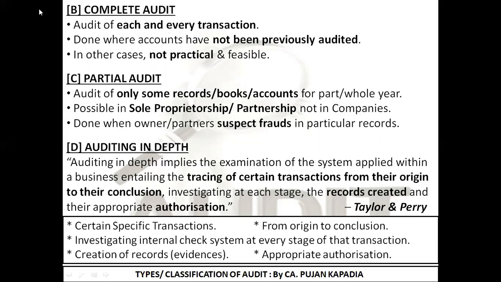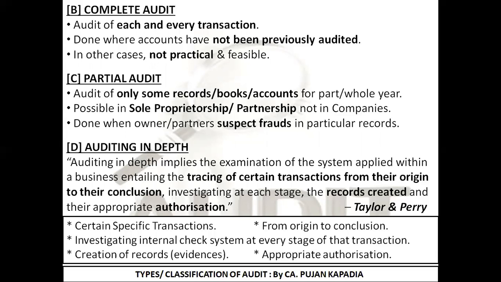Second is, it is done where accounts have not been previously audited. Basically, where this is applicable is whenever I am conducting the audit for the very first time. That is, this is the first year of audit. Before this, no audit was conducted. So we don't know what were the remarks or observations of the previous auditors. This is the first time that the books are going to be examined.